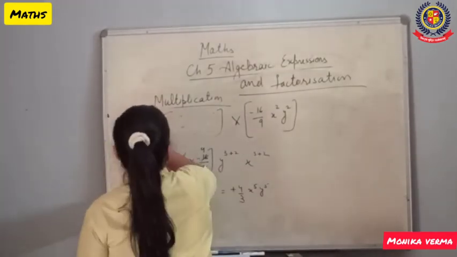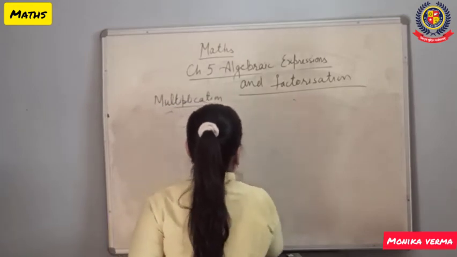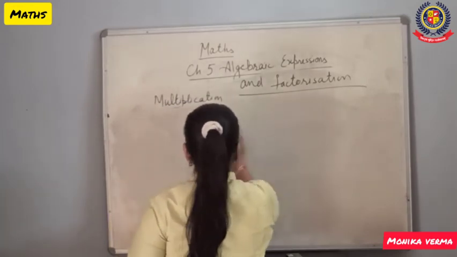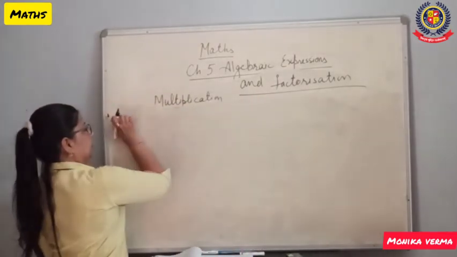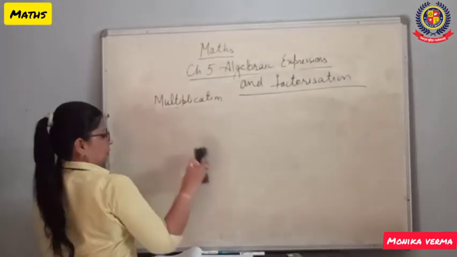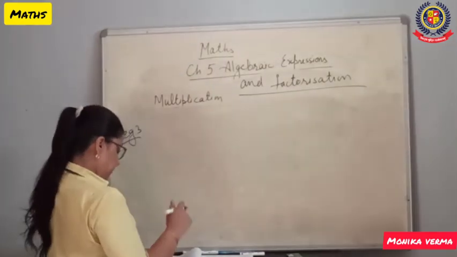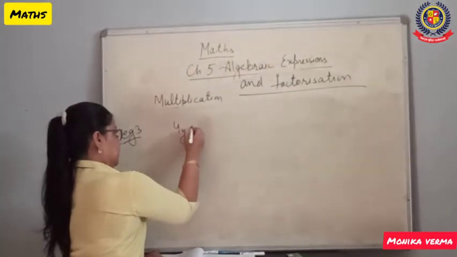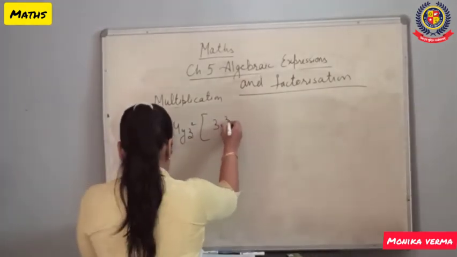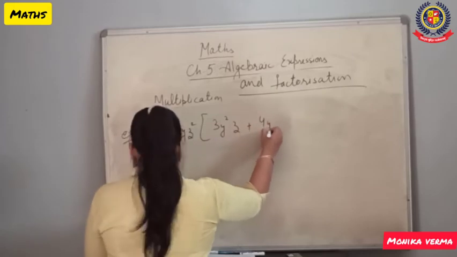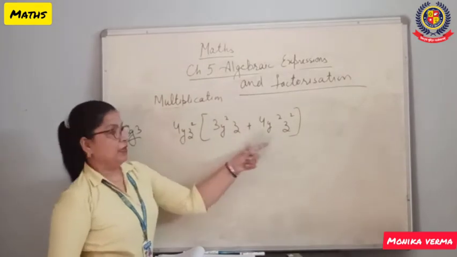Next we have multiplication of a monomial by a binomial. It means now we have done both terms monomial or all three monomial, but now one term is monomial and another term is binomial. Let's see that. Example 3. 4y z square by 3y square z plus 4y square z square. It is a binomial, it is a monomial.